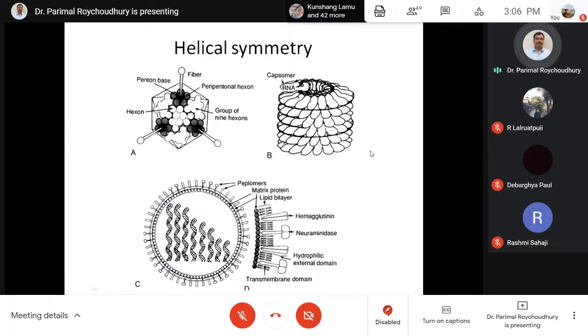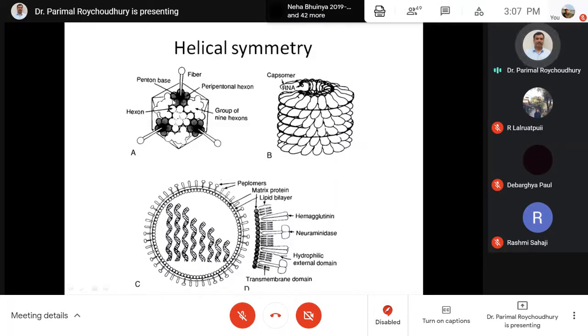Now coming to the two symmetries, one is this icosahedral symmetry and the other is the helical symmetry. In the helical symmetry, the arrangement is just like a cylinder. These are the capsomers, arranged in such a way that they give you a cylindrical form. Inside the hollow cylinder, the nucleic acid remains protected. So this is called the helical symmetry. Most viruses are either icosahedral or helical, except the pox, which doesn't follow any kind of symmetry.